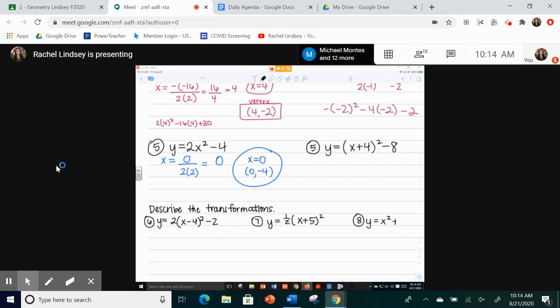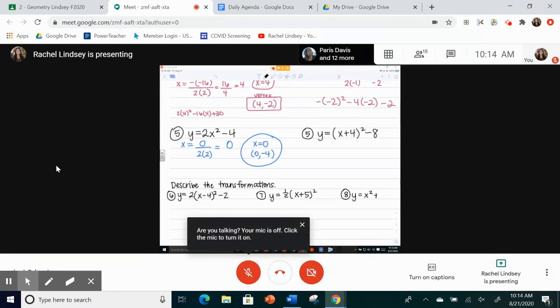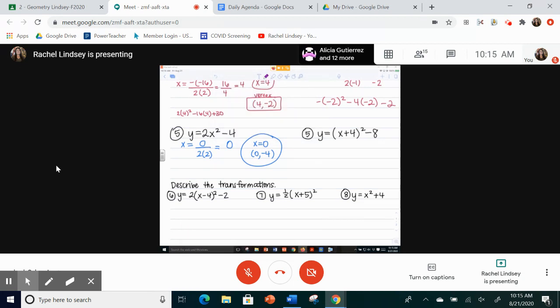Okay? So then on number 5, same thing. But this time it's in vertex form. Do I have to do the axis of symmetry formula? No. I can just find my axis of symmetry from that right there. Opposite sign, x equals -4. Then my vertex is that -4, -8. So when it's in vertex form, all you have to do is look at those two numbers, the h and the k.